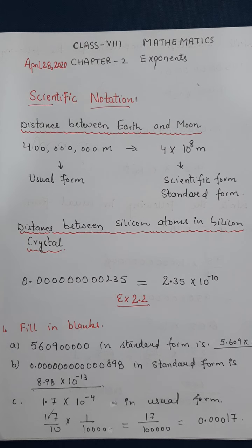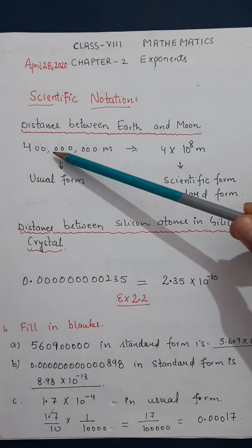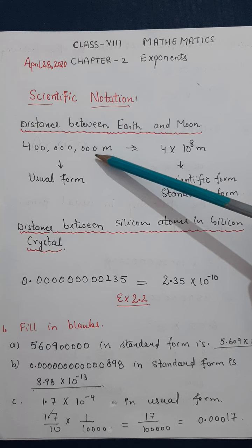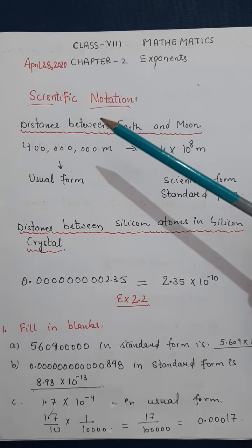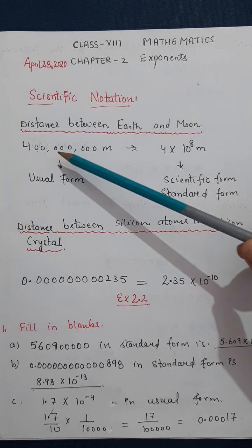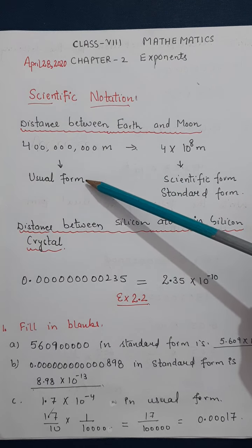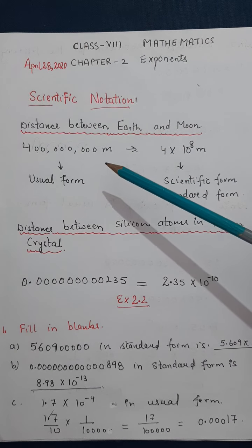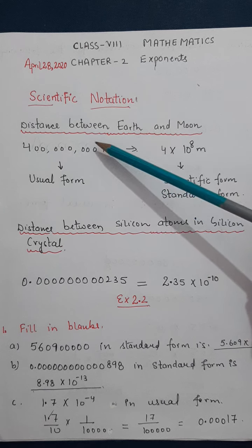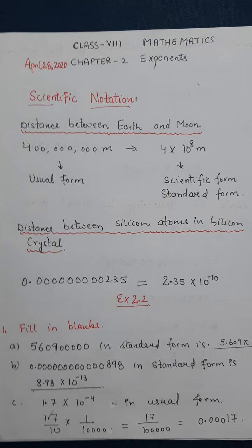There is 4 and 0.0000000 meter. How many zeros are there? 8 zeros are there. It means 40 crore meter of distance is there between Earth and Moon. Okay, instead of writing this big number, I will present it in its standard form.